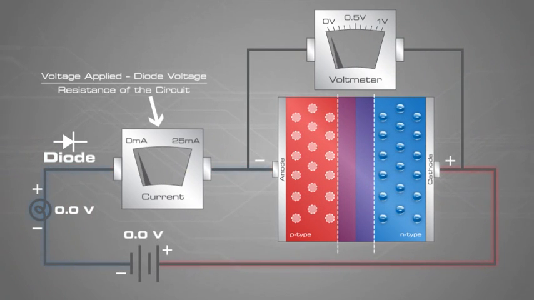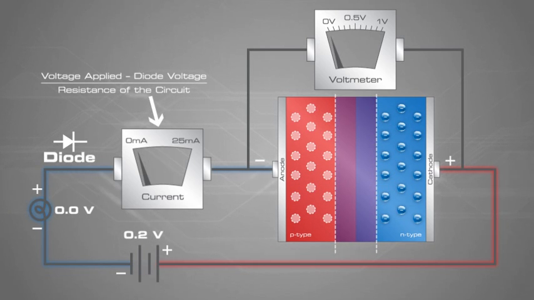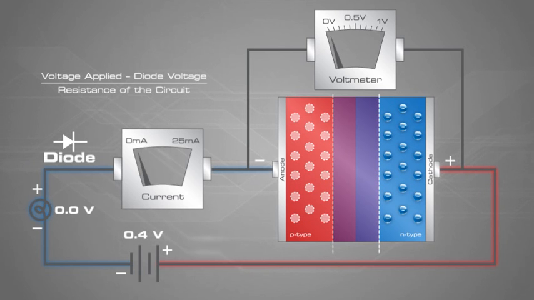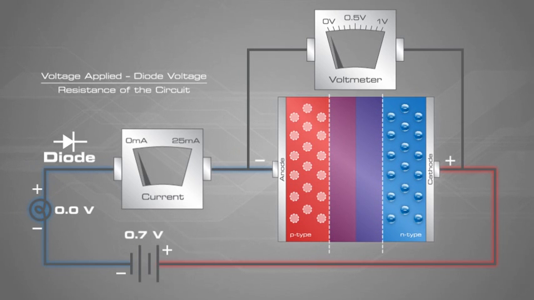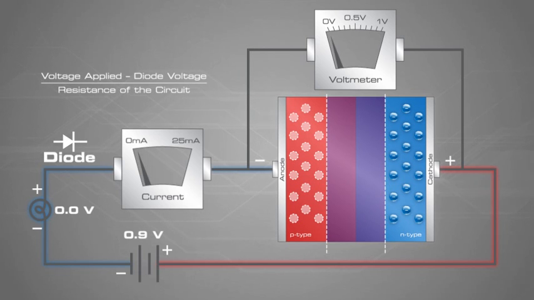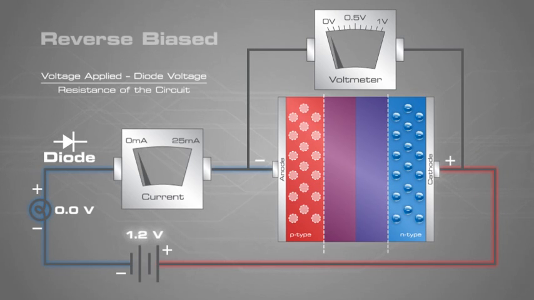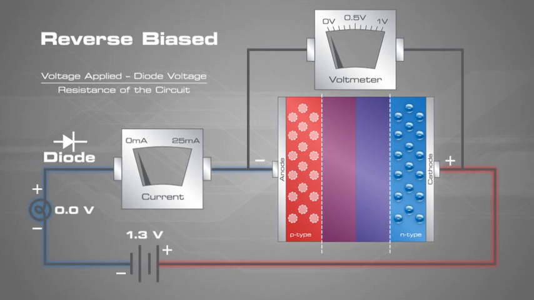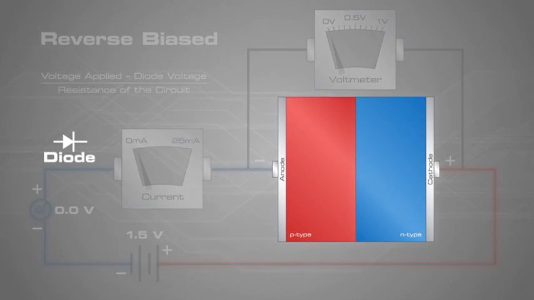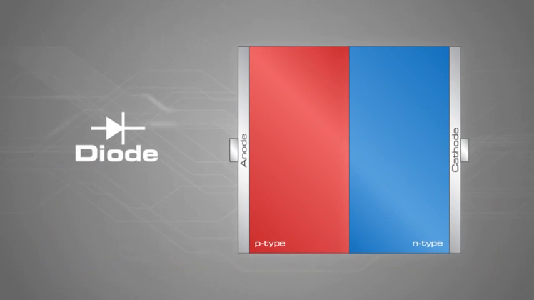In this example, the battery is connected so the negative terminal of the battery connects to the p-type silicon and the positive terminal of the battery connects to the n-type silicon. The negative terminal attracts the positive holes in the p-type silicon and the positive terminal of the battery attracts the free electrons in the n-type silicon. All the charge carriers are pulled away from the p-n junction, which essentially creates a larger depletion zone and no current flows. When a diode is arranged this way with a power supply, it is said to be reverse biased. The p-n junction is referred to as a simple diode.